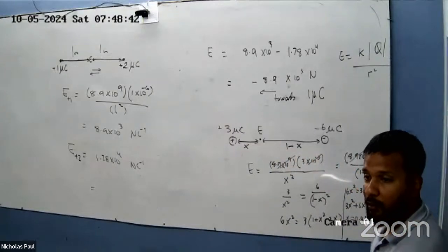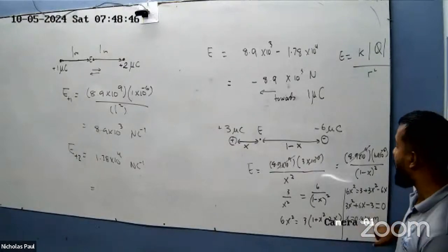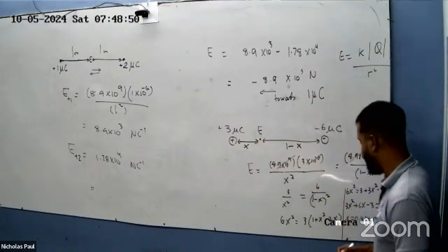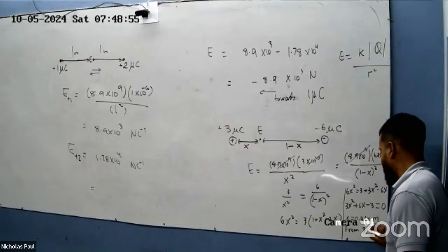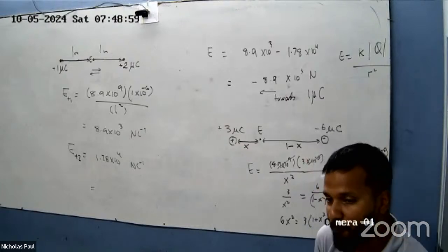So therefore your answer is 0.414 from the 3 microcoulomb. George, are you okay with that? Let's go again. I'll give you a drink after that.